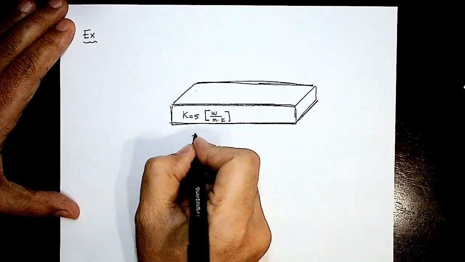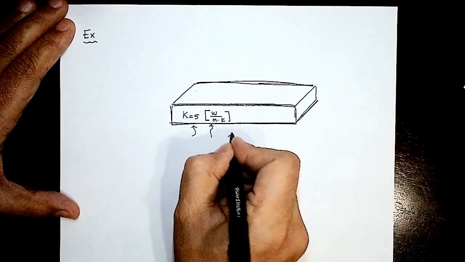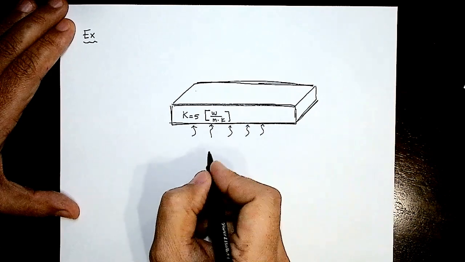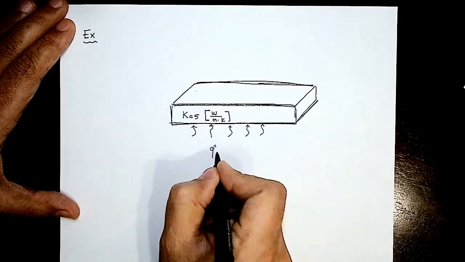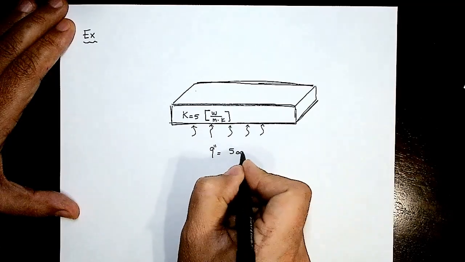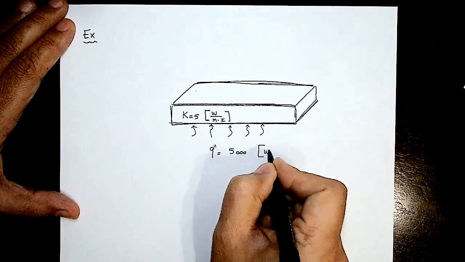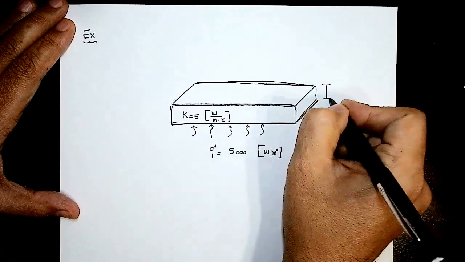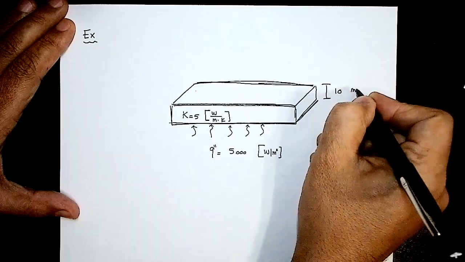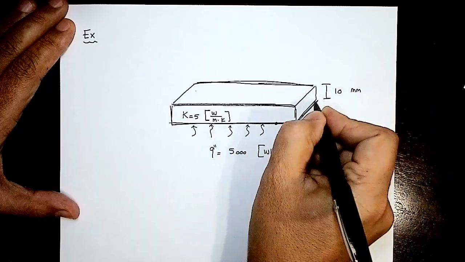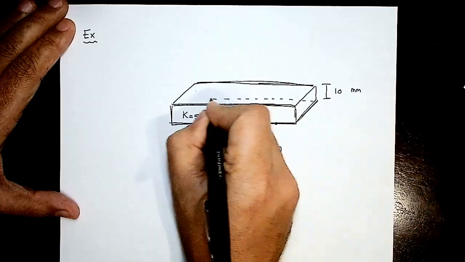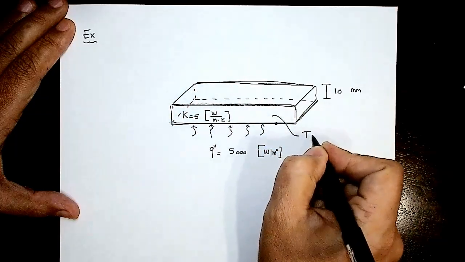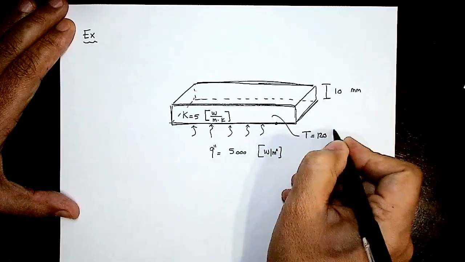Then there is a source of heating coming from the bottom, for the whole face at the bottom, with a heat flux value equal to 5,000. That's a heat flux, so that's watt per meter square. The thickness of this plate is 10 millimeter. The lower face, the whole face at the bottom, is kept at T equal 120 degrees C.